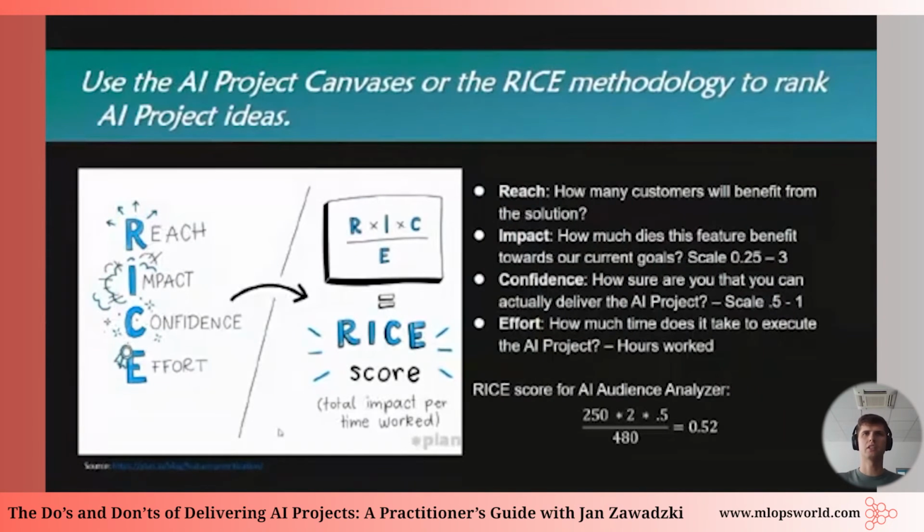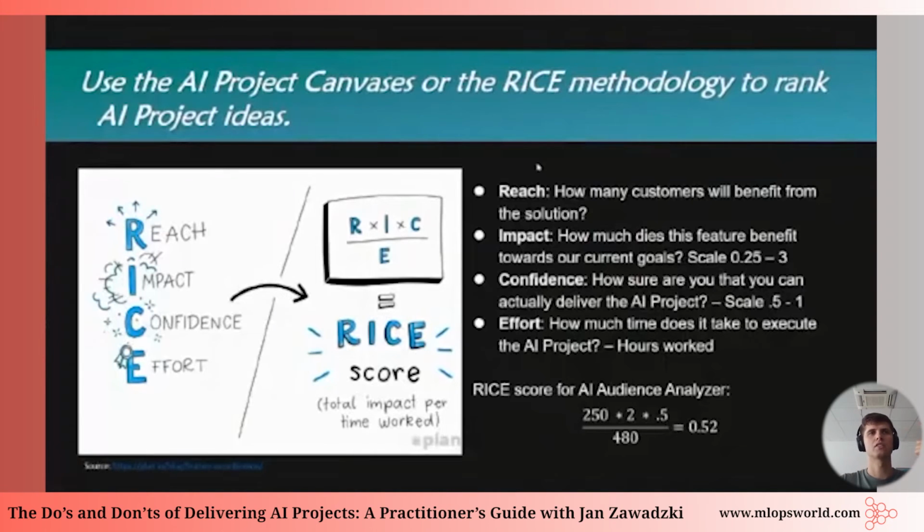Well, in product management, there's something called the RISE score. And this RISE metric can also be used to score different AI-based projects. What does the RISE score mean? It's basically focused on reach, impact, confidence, and effort. Reach: how many customers will actually benefit from the solution.